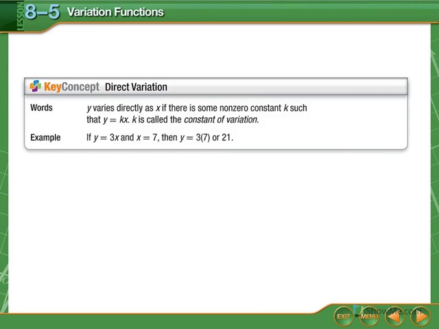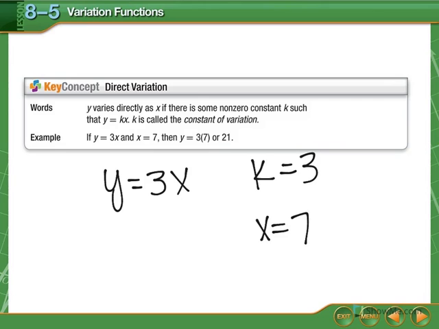Our first key concept is going to be direct variation. Y varies directly with x if there is some non-zero constant k such that y equals kx. K is called the constant of variation. So for instance, we have y is equal to 3x. K is going to be our constant of variation, which is 3. And if x equals 7, then y equals... a question like this would say, what is y when x equals 7? And you would plug and chug and get y equals 3 times 7, which is 21.